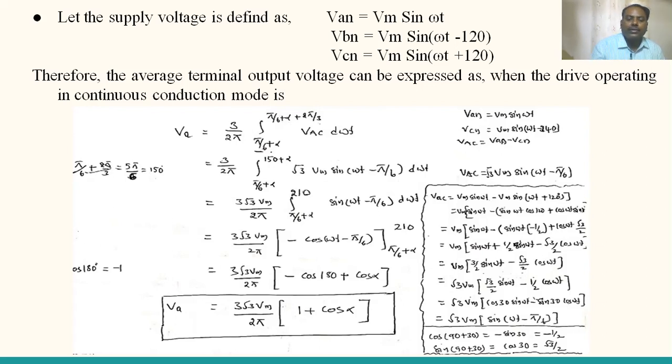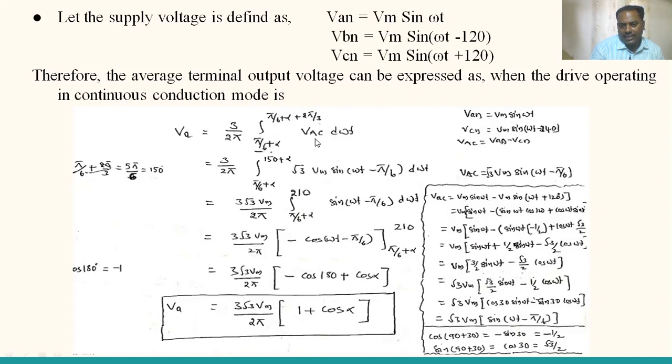So VA is equal to 3 by 2 pi integral from pi by 6 plus alpha to pi by 6 plus alpha plus 2 pi by 3. Every thyristor is responsible for 120 degrees conduction, so that the thyristors together are responsible for 360 degrees conduction. After that, the process is repeated.